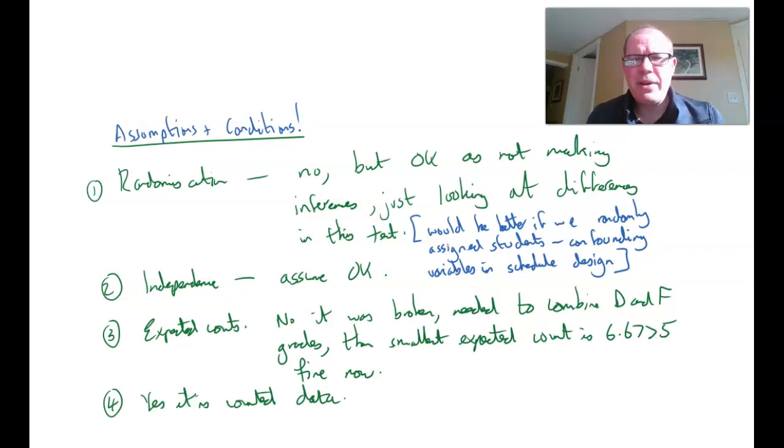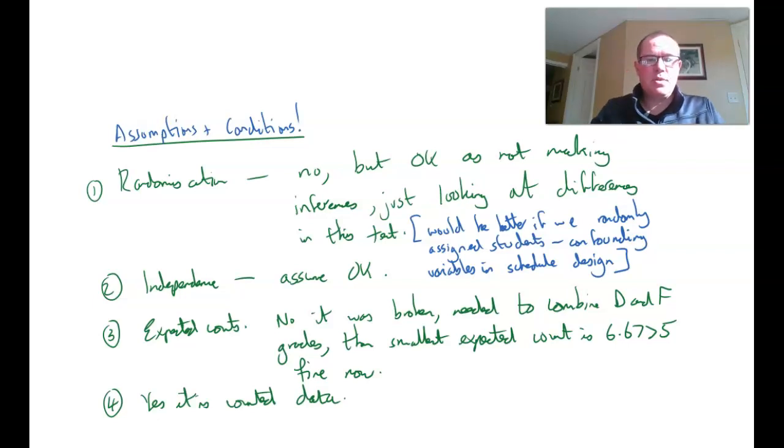The problem I have with this is that when a timetabler scheduler actually designs the schedule for a class, there's lots of confounding variables. In other words, what other classes the students usually take. So for example, in Professor Alpha's class there might actually be all science students because they do other science subjects and it just doesn't fit, whereas Professor Beta's class might have all the musicians in, and that could be a confounding variable, I don't know. So it's better to be randomly assigned. Independence, let's assume that's okay. Expected counts, no, it was broken. We need to combine D and F, but now it's fine, and yes, it's counted data.